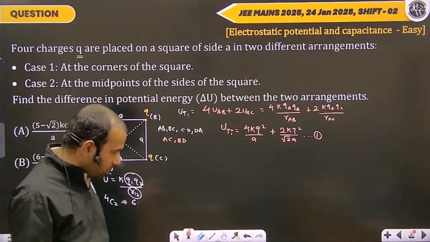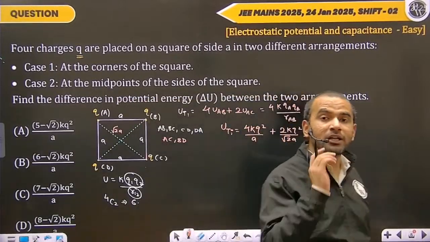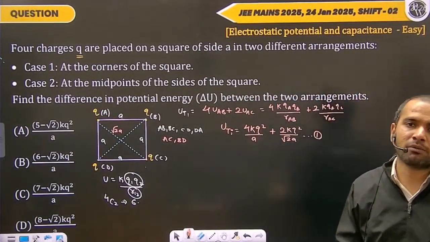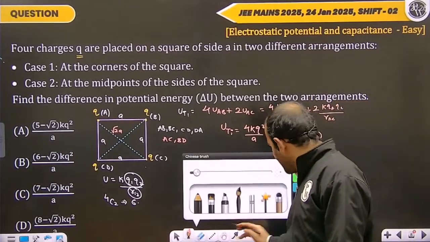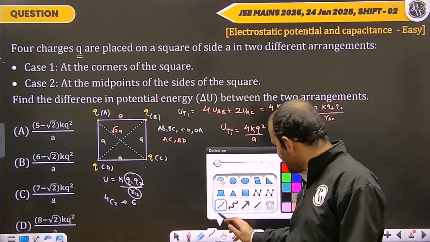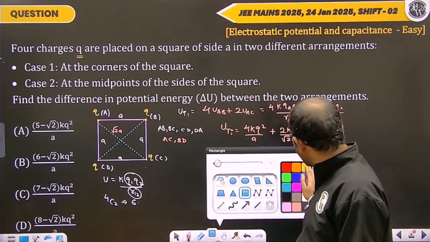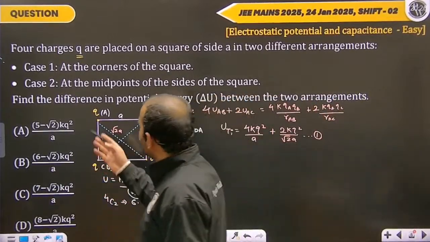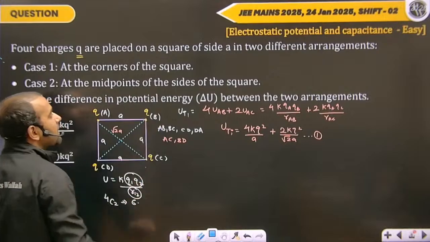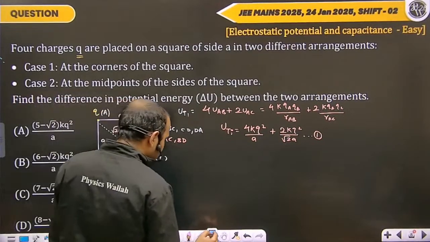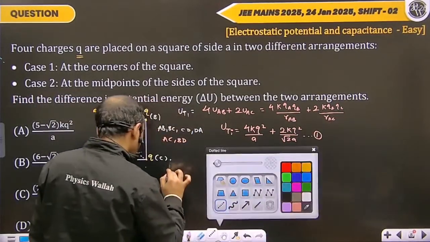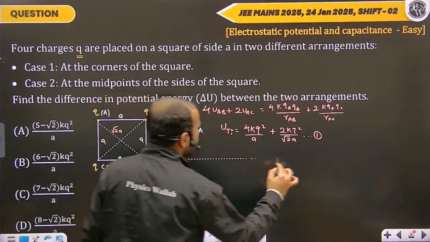I think it is the only question till now we could have found that will take a certain amount of time to solve. Now the next thing is, they have mentioned the same arrangement, but they have kept the charges at different places. So what they have mentioned is, at the midpoint of the sides of the square. So let us make one more arrangement.